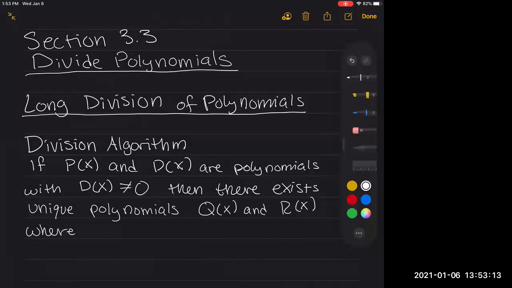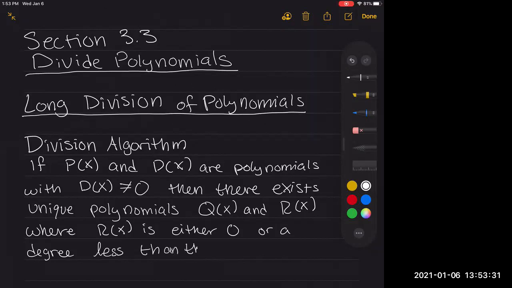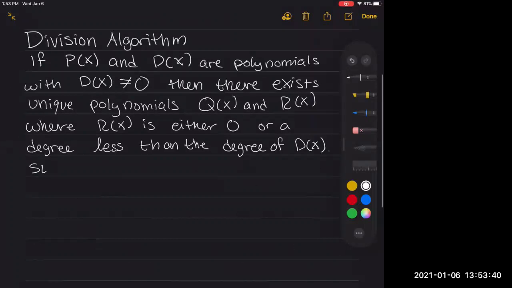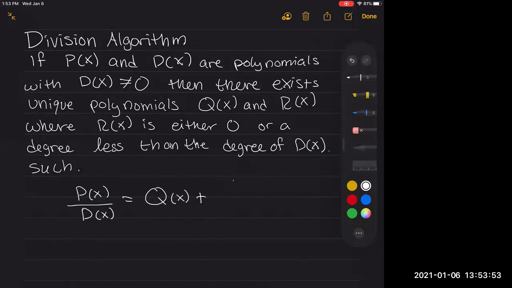where the polynomial R is either 0 or a degree less than our original D. Oops, less than with an N. All right, and then it's such that we have this form here, such that P of x over D of x equals Q of x plus R of x over D of x.